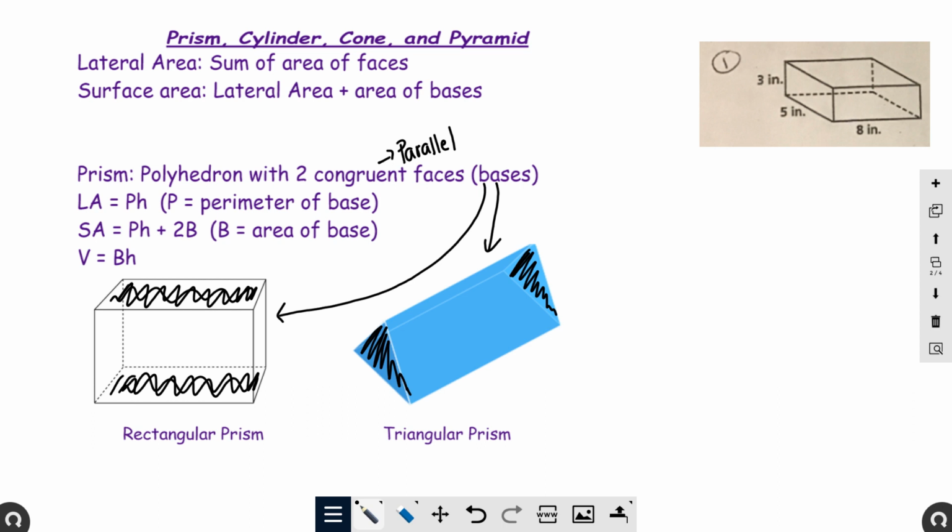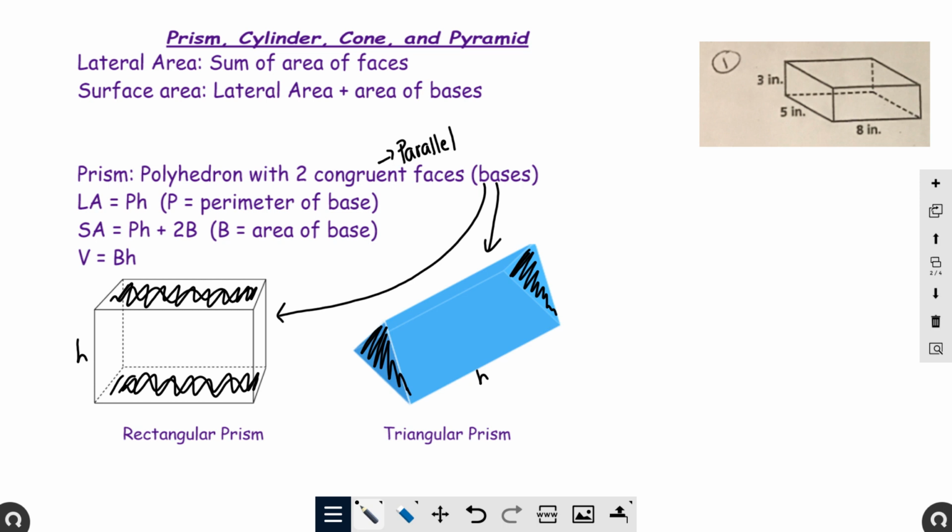Now, the formulas are listed right here. The formula for lateral area is pH, where P is the perimeter of the base, and H would be the height. So the height is from base to base, okay? So on this one, this part would be our height, but on this one, this distance is our height from triangle to triangle. Surface area, notice it's the same thing because that's the area around the outside, plus twice B, where B is your area of the bases, because how many bases do prisms have? 2. Volume is area of the base times the height. Now, if you see a cube, more than likely you will say volume is length times width times height, right? Because length times width is the area of this base down here. So we've got to memorize these formulas, and now we're going to do these examples that are on your worksheet.